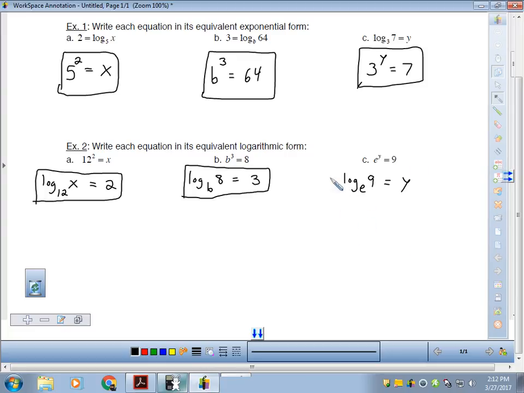Now here's the thing with this one. This log base e actually has a special name. It's called an ln, a natural log. So we could write this as ln of 9 equals y. It's kind of a math shorthand. ln stands for log base e. And so we don't usually write out log base e. It's not mathematically incorrect to write log base e, it's just we don't usually do it. We usually write ln instead. Okay?